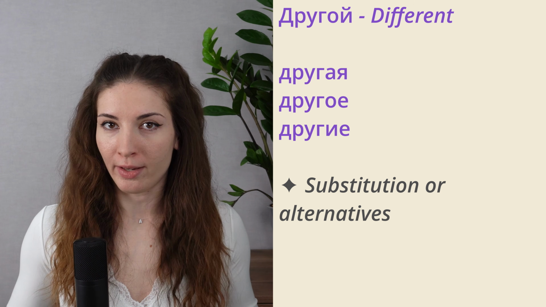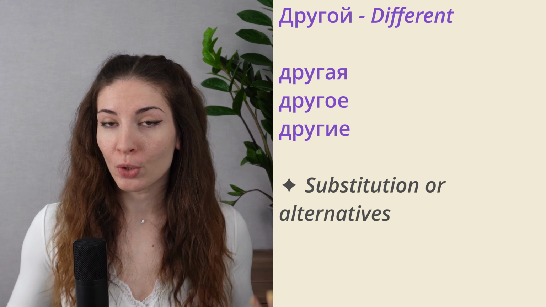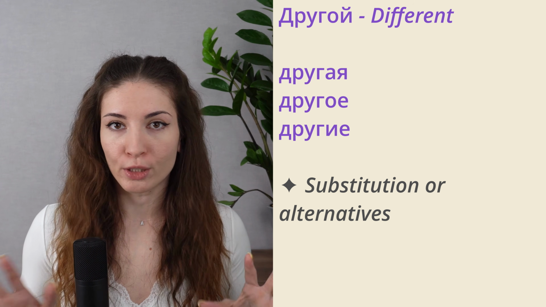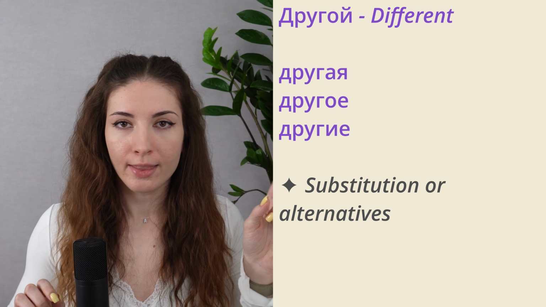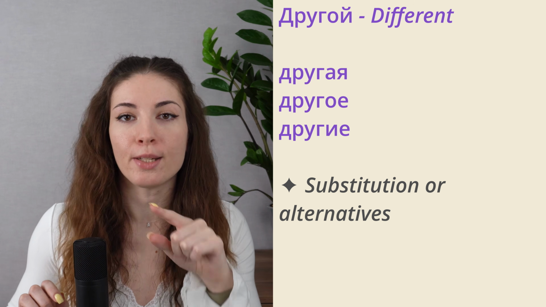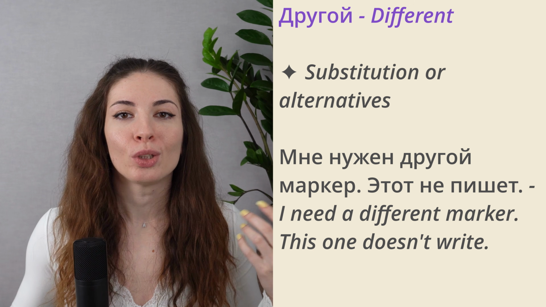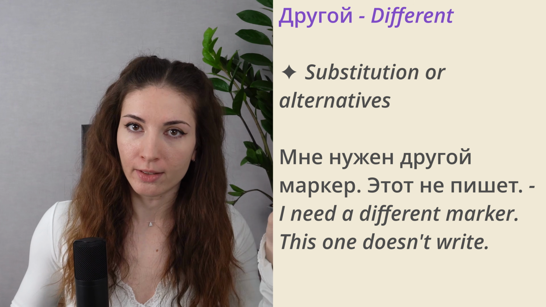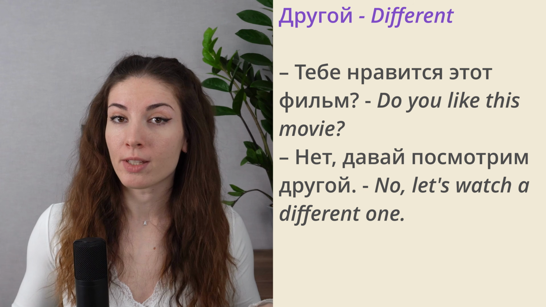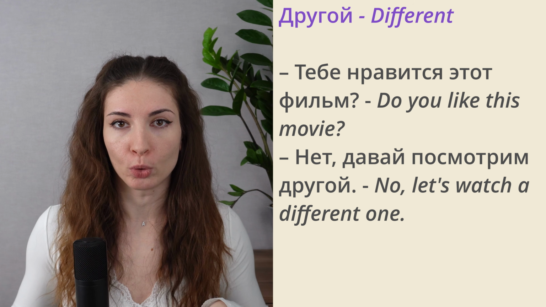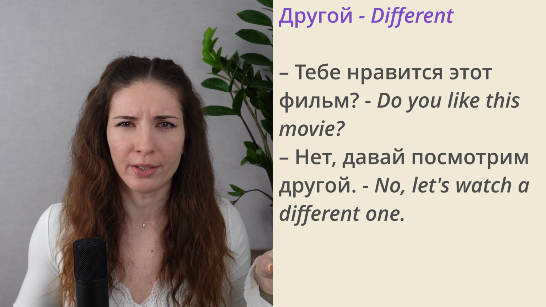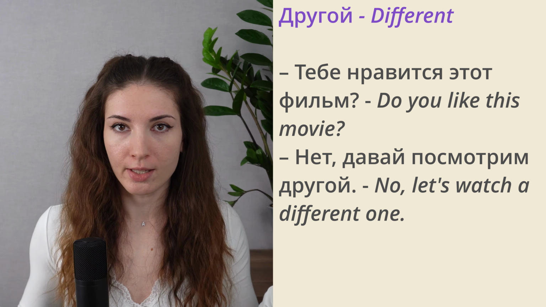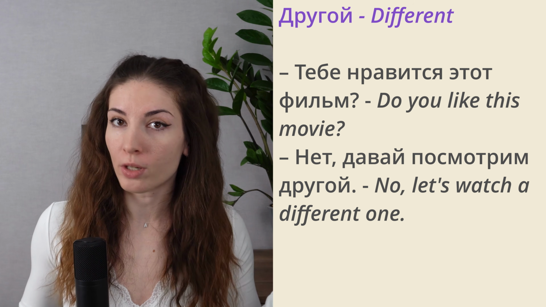Now, the word другой. Другой is about substitution or some alternatives. You're not saying that two things are different from each other. No, you're saying not this one, the other one, the different one. Like, мне нужен другой маркер. Этот не пишет. So I need a different, another. Or we can have a dialogue. Тебе нравится этот фильм? Нет, давай посмотрим другой. Let's watch another one. So different movie, not this one. We're not comparing things here. We just look for some alternative or substitution.